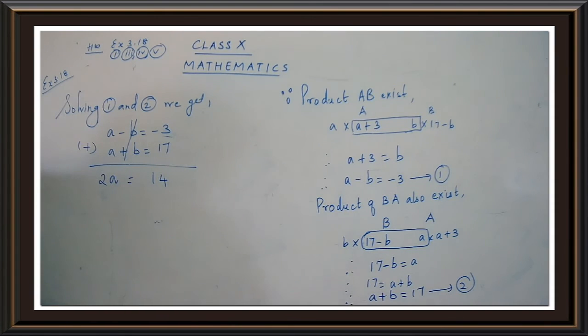So let's solve further. Therefore, A is equal to 14 upon 2 is equal to 7. So A is equal to 7. So we got the value for A. What is the value for A? The value for A is 7. So how did I get the value for A? We have just solved the equation. So we get the value for A as 7. Okay.